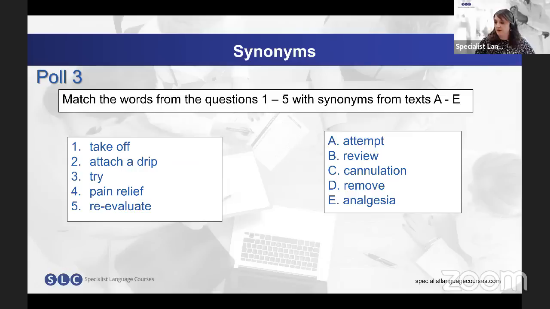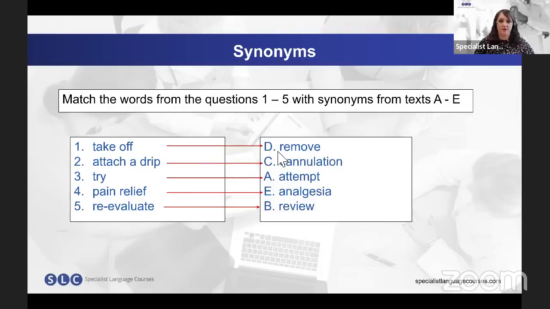So let's have a look at those answers. Thank you for putting those answers in. Number 1 is a verb, so take off or remove. Number 2, we have attach a drip, and perhaps also IV would be related here, or cannulation. Number 3, we have try or attempt.